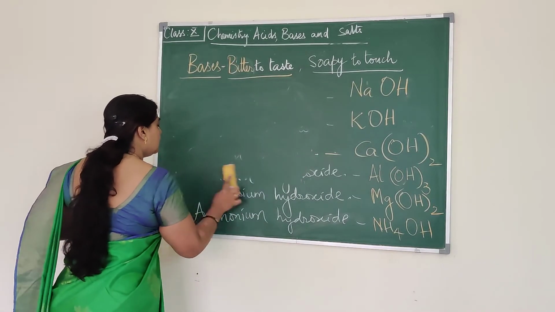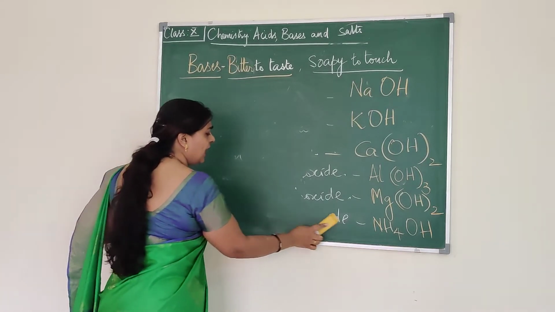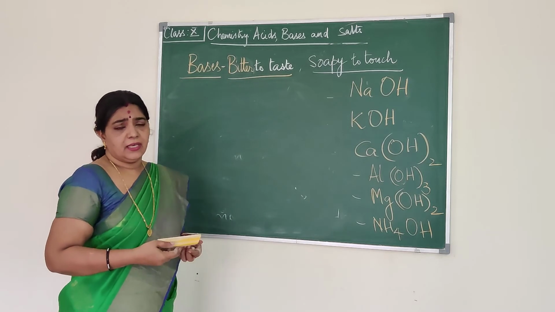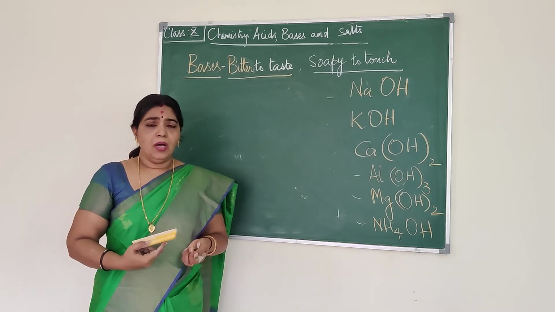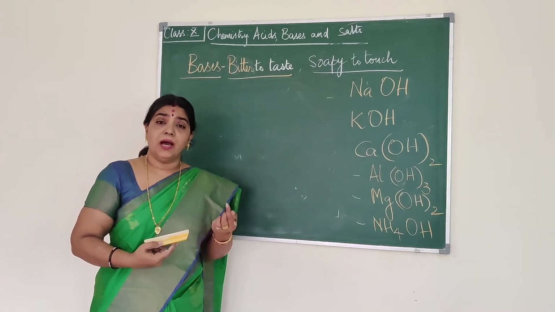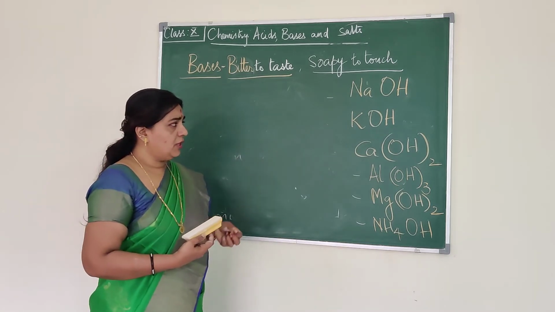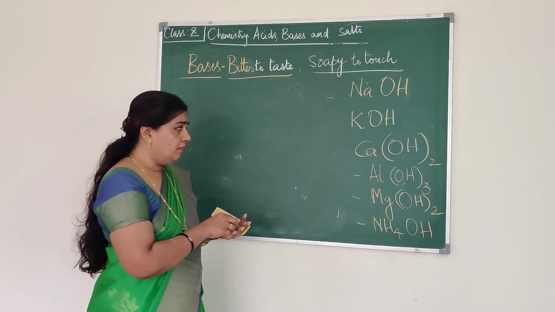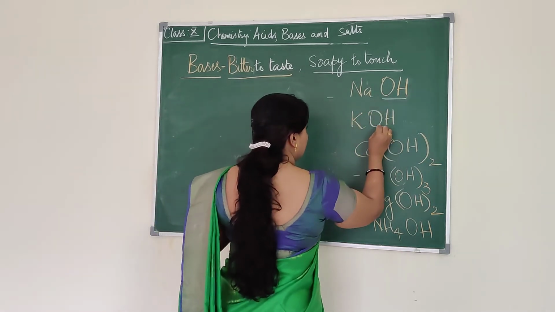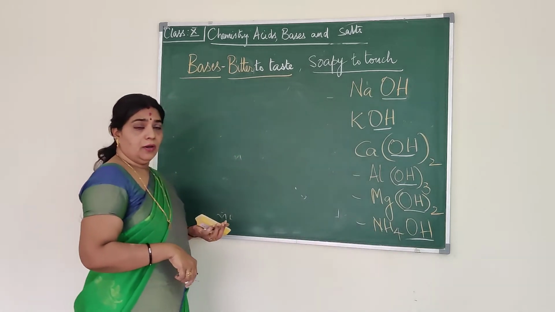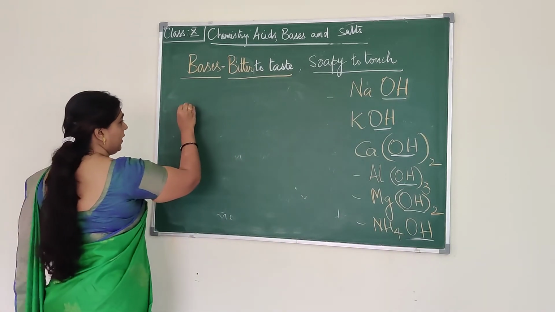Now we learn what is an acid. An acid is a chemical compound which can give one or more hydrogen ions in the aqueous solution. So coming to bases, what we see in common is OH, the hydroxide ion. So what is a base? Can you define what is a base?